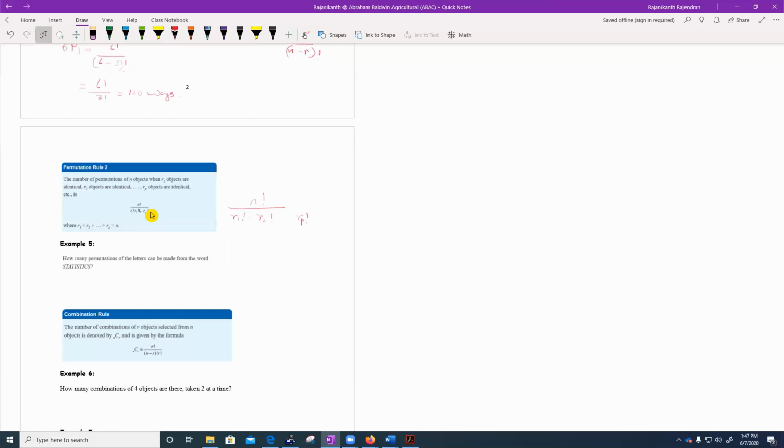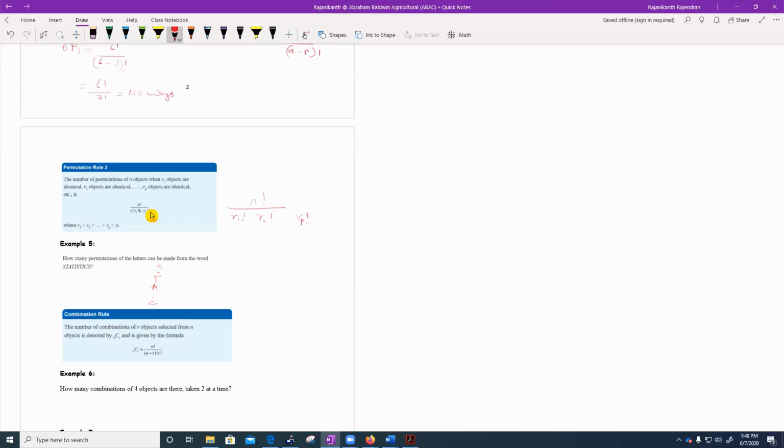Okay, so let me explain these concepts by using this example 5. Let's look at this problem. How many permutations of the letters can be made from the word statistics? By using all the letters, how many different words could you make? First, identify the different letters given: S, T, A, I, and C. These are the different letters I have.